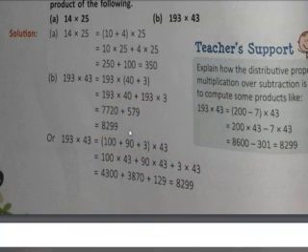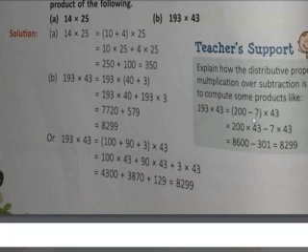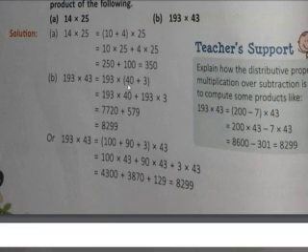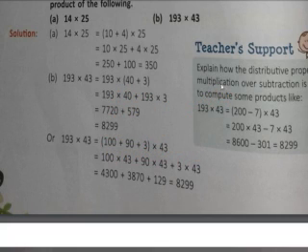This is the distributive property. In fact, the distributive property also holds true for subtraction. If you will see over here, it has been said, teacher support: explain how the distributive property of multiplication over subtraction is also useful for some products like this. You can see 193 into 43. It can be done as 200 minus 7, into 43 also. Although it has been explained in the exercise only for addition, you can apply this property over subtraction too, that means the distributive property of multiplication over subtraction.